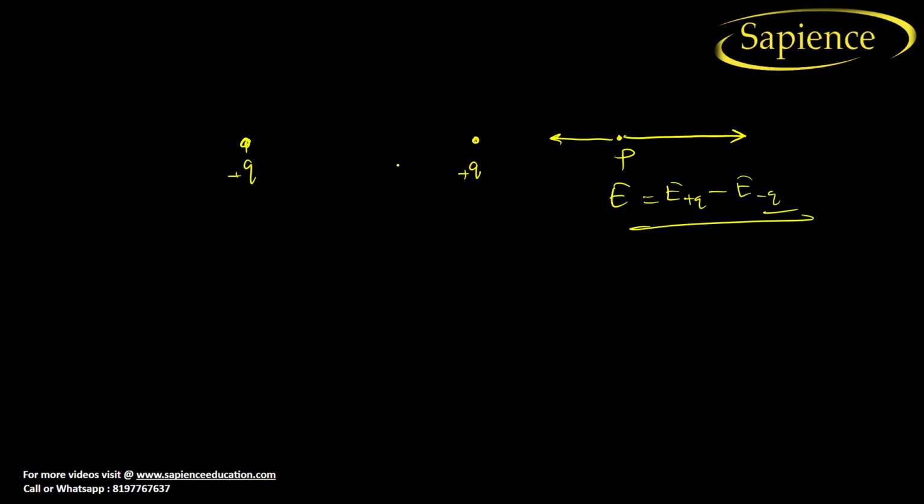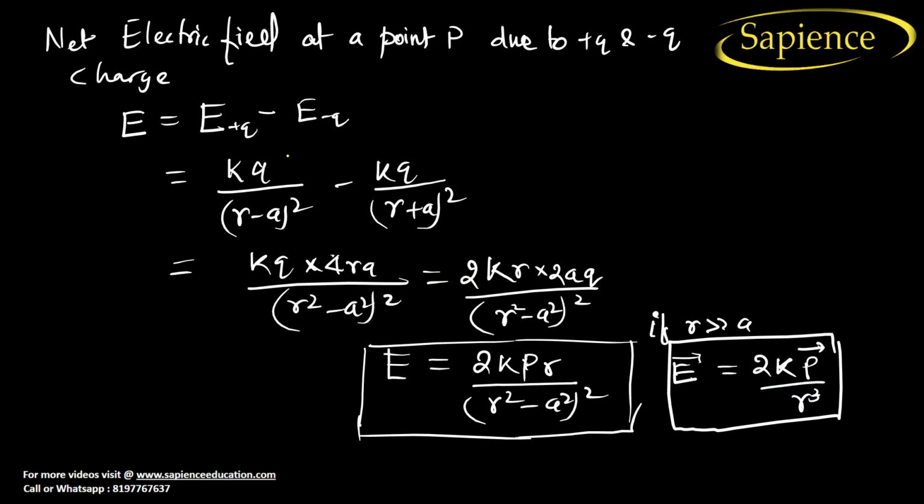Now we want to find the net electric field at a point P. Let us see here, this is a charge minus Q, this is a charge plus Q, and this is the point P. The electric field due to the plus Q charge will be like this, and that due to minus Q will be a little bit smaller. So the net electric field will be E due to plus Q minus E due to minus Q, because it is in this direction. So we can now calculate: E plus Q minus Q, now kQ by (r minus A) whole square.